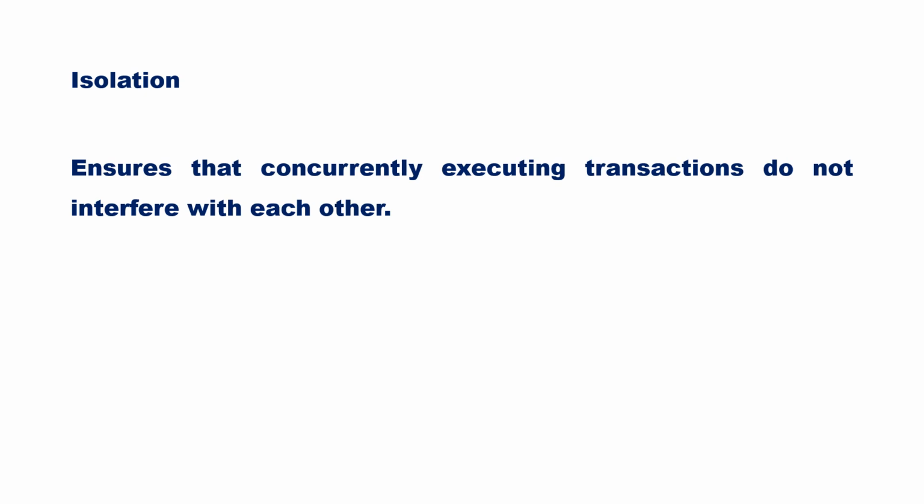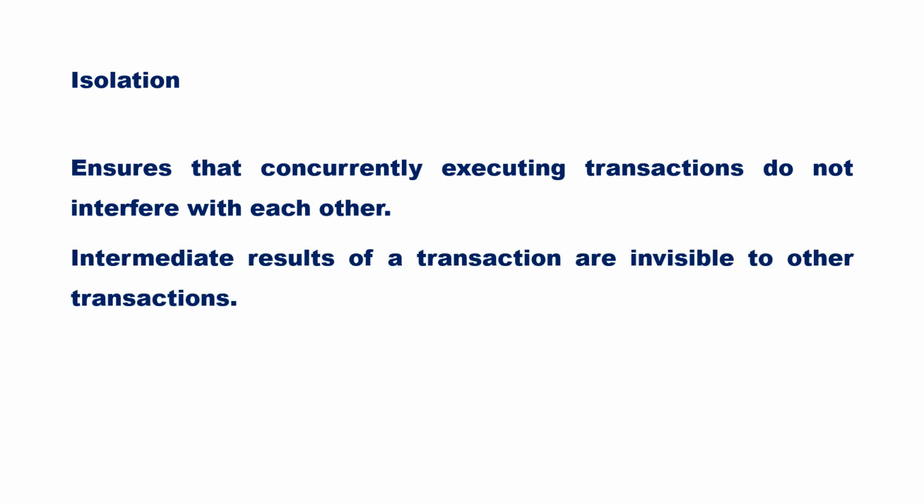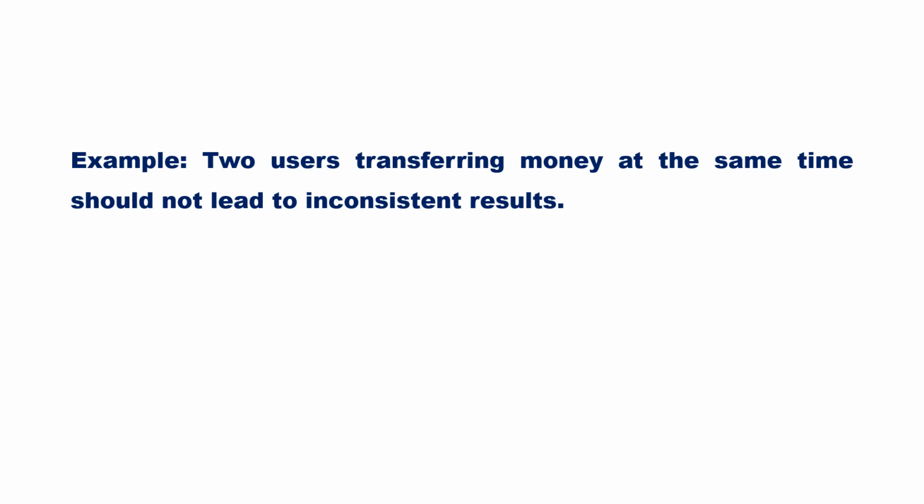The next property is isolation. Isolation ensures that concurrently executing transactions do not interfere with each other. It means that the intermediate results of a transaction are invisible to other transactions until the transaction is complete. Even if transactions happen concurrently, they should not lead to inconsistent results. The final results should remain consistent, as if the transactions happened one after the other.